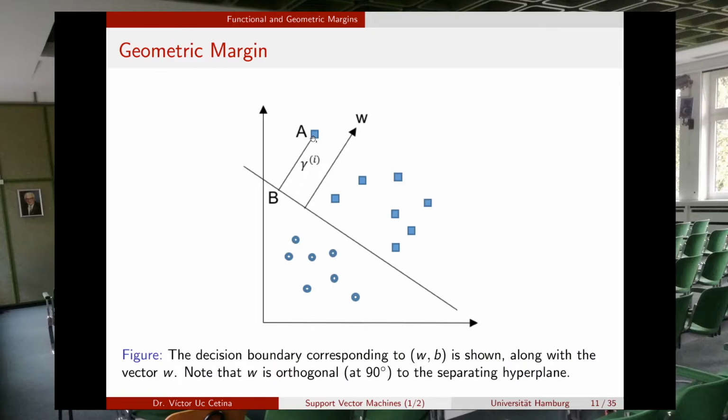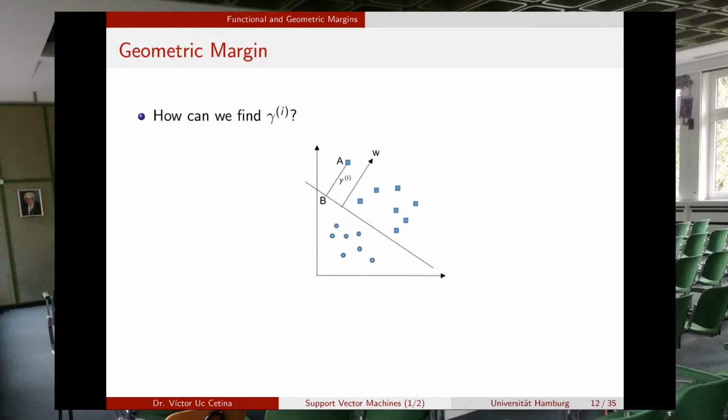And we have here two points which are vectors a and b. And in the case of b, we are assuming that this b is on the decision boundary. Okay, so how can we find the distance, or in this case the geometric margin, between this point b and this point a? We're going to call this distance or this geometric margin gamma.